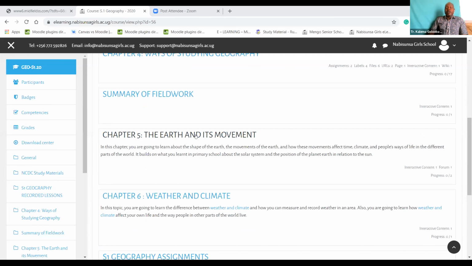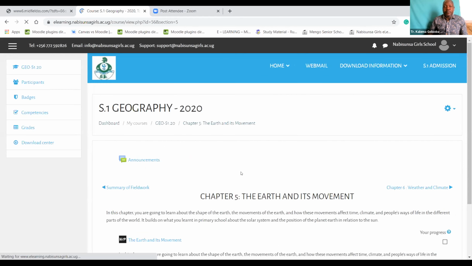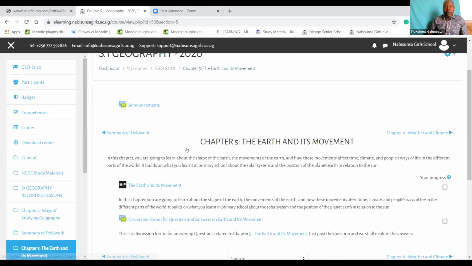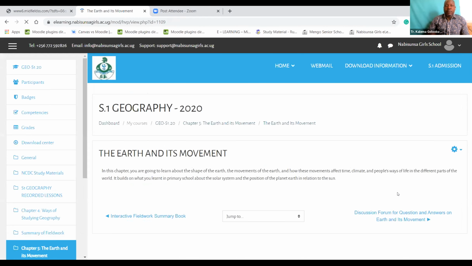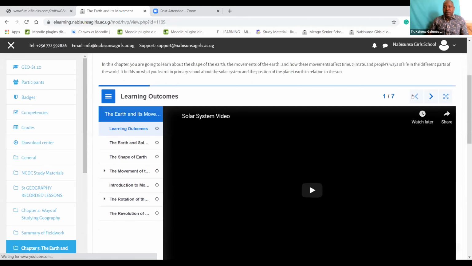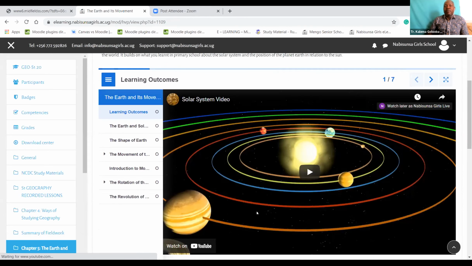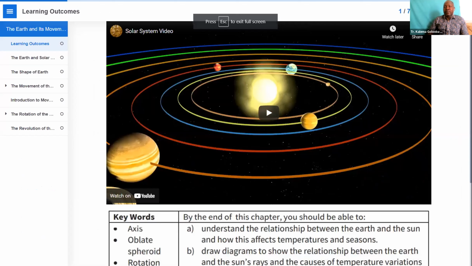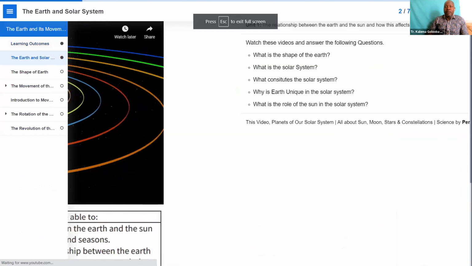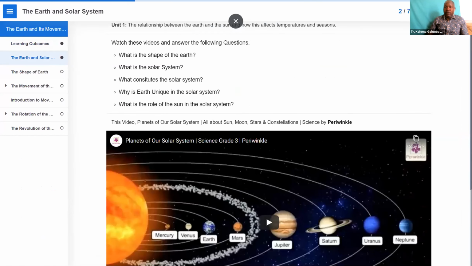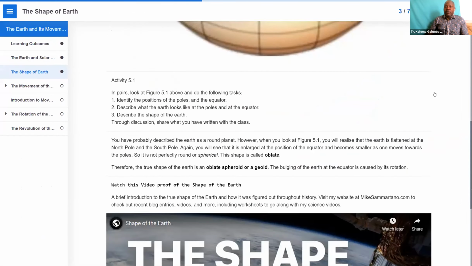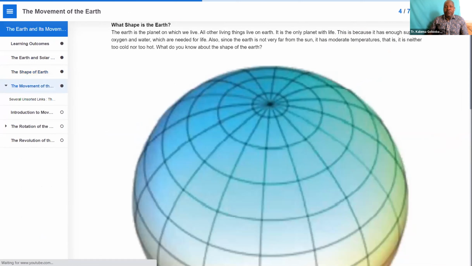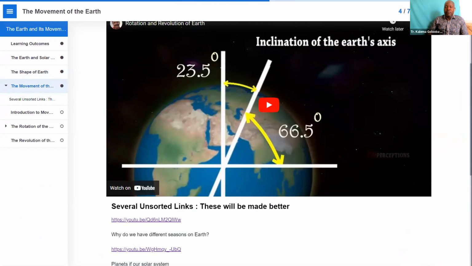We are here, chapter 5. Then we go to our book. Then in this book, let me make it bigger. I go to page 1, page 2. We have gone through that. Page 3, we drew this. Activity 5.1, we did. We go through page 4. We saw this last time.